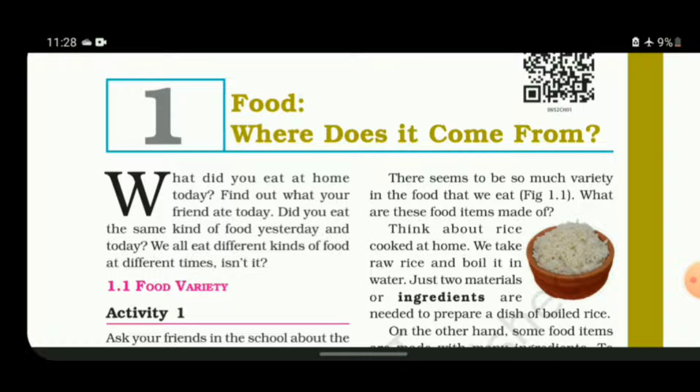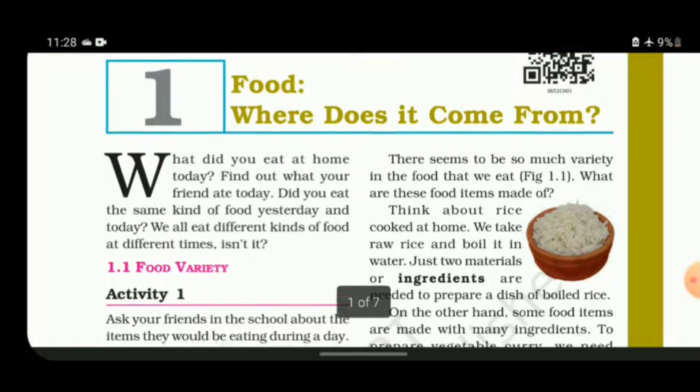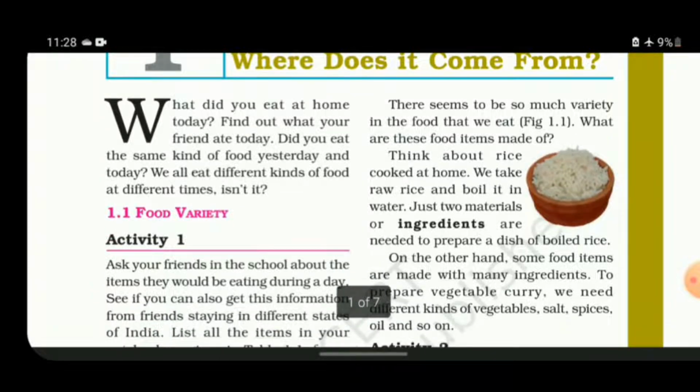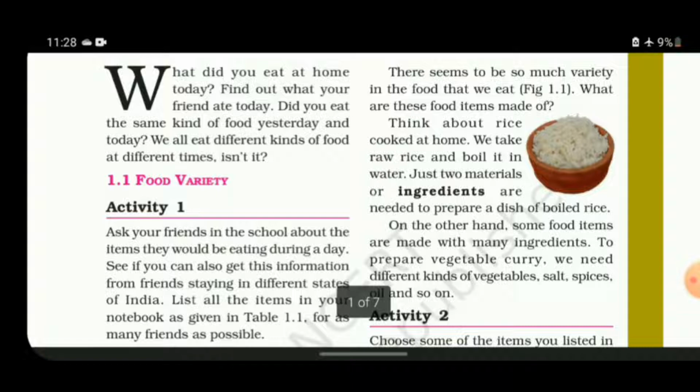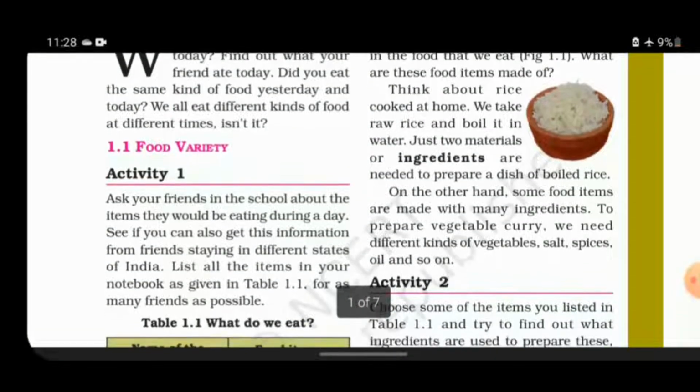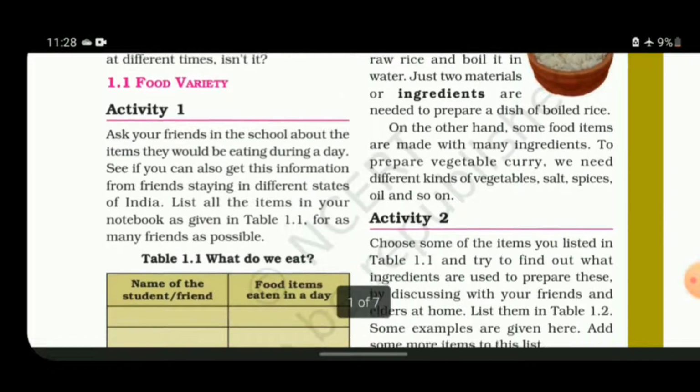1.1 Food Variety. Activity 1. Ask your friends in the school about the items they would be eating during a day. See if you can also get this information from friends staying in different states of India. List all the items in your notebook as given in Table 1.1, for as many friends as possible. Table 1.1: What do we eat?